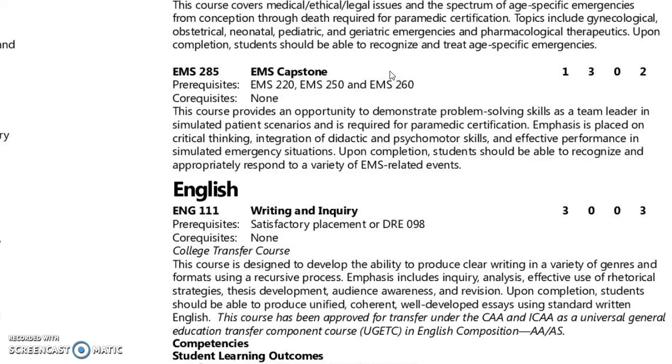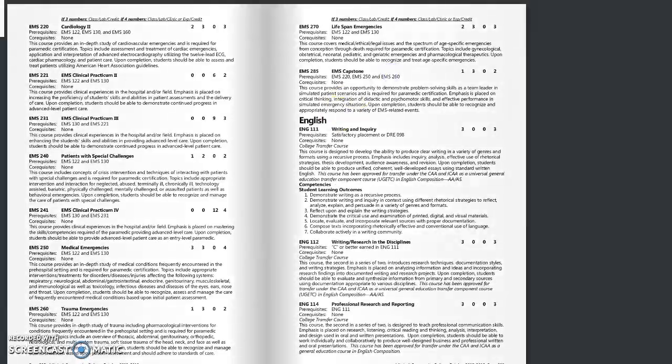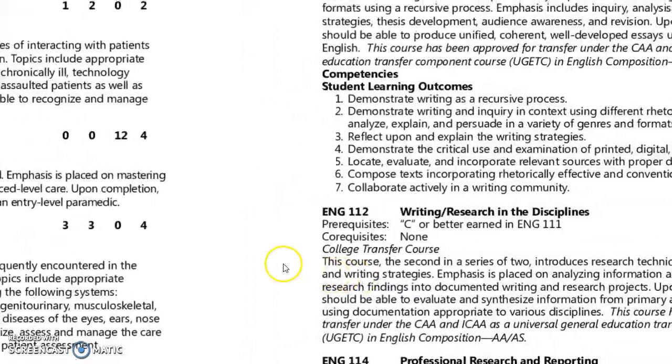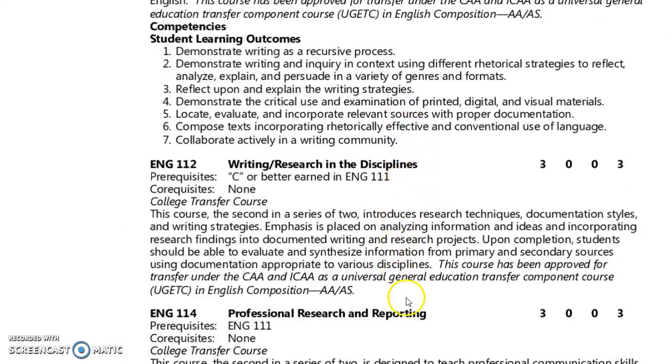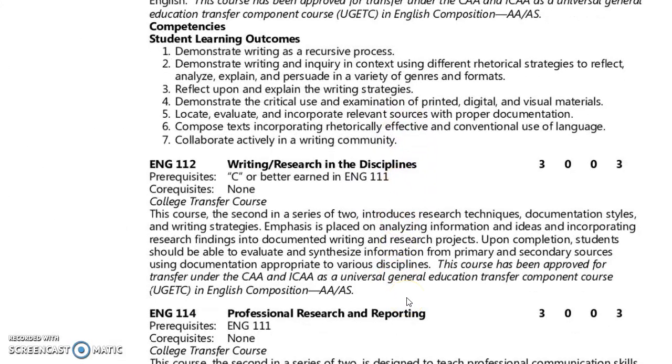Most colleges require 6 English composition credits as part of their general education curriculum for all majors. If you take English 112 here, which you will see has also been approved for transfer under the CAA and ICAA, you could go ahead and knock out those 6 English composition credits required at a four-year university.